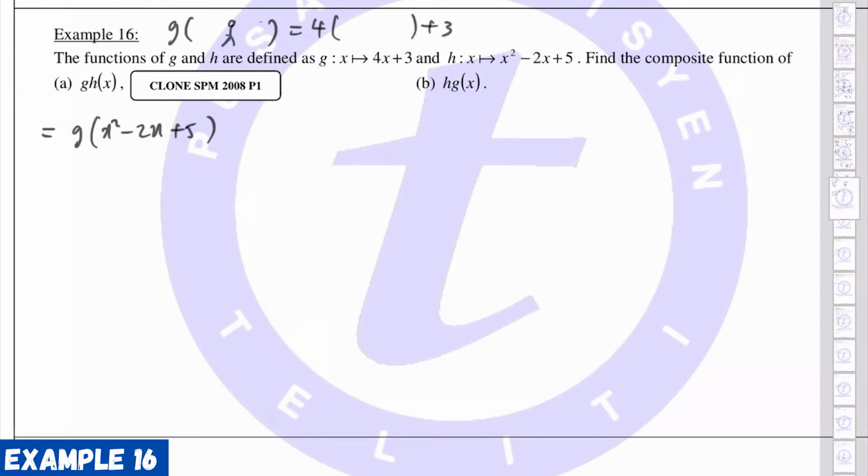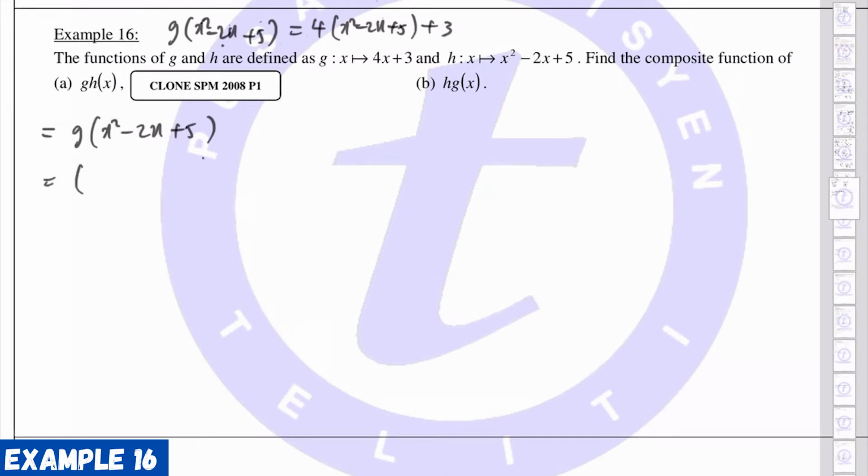What if I put a box here? I will have to put a box here. What if I put x squared? Yeah, this will be x squared. So whatever I sub inside the bracket, I must sub inside over here accordingly, right? But in this case, what are we substituting inside? We are substituting x squared minus 2x plus 5. So on this side, I also have to put x squared minus 2x plus 5.